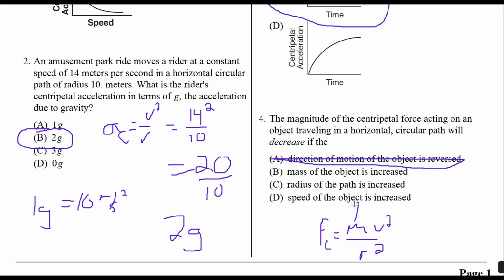So direction doesn't matter in this case as far as the value. Increasing the mass would increase the force, so it can't be that. Increasing the speed would also increase the force. Therefore, it's the radius. If we increase the radius, we will decrease the force because they have an inverse relationship. Oh, I did not realize that I put a square on that. It's m v squared over r.